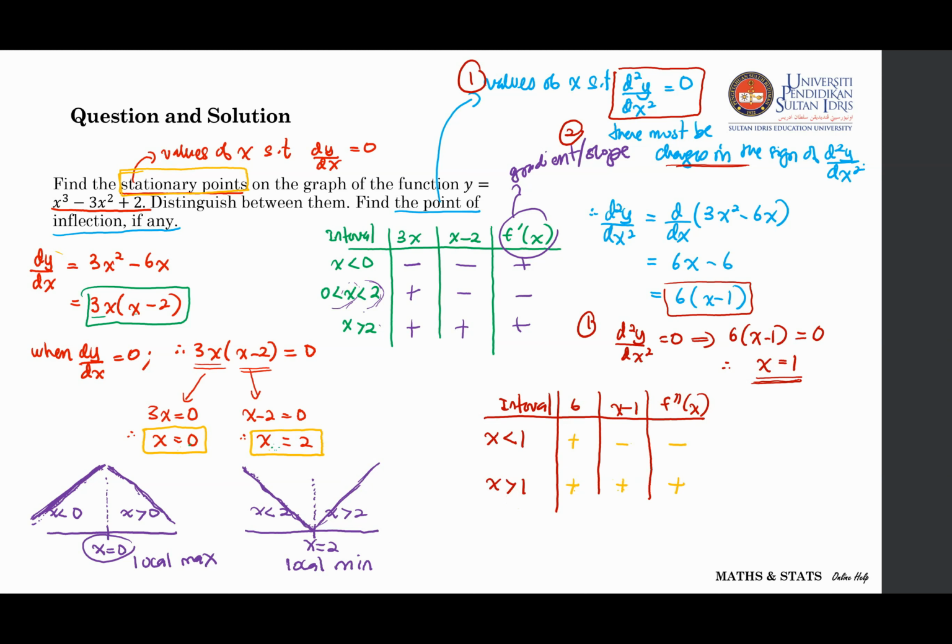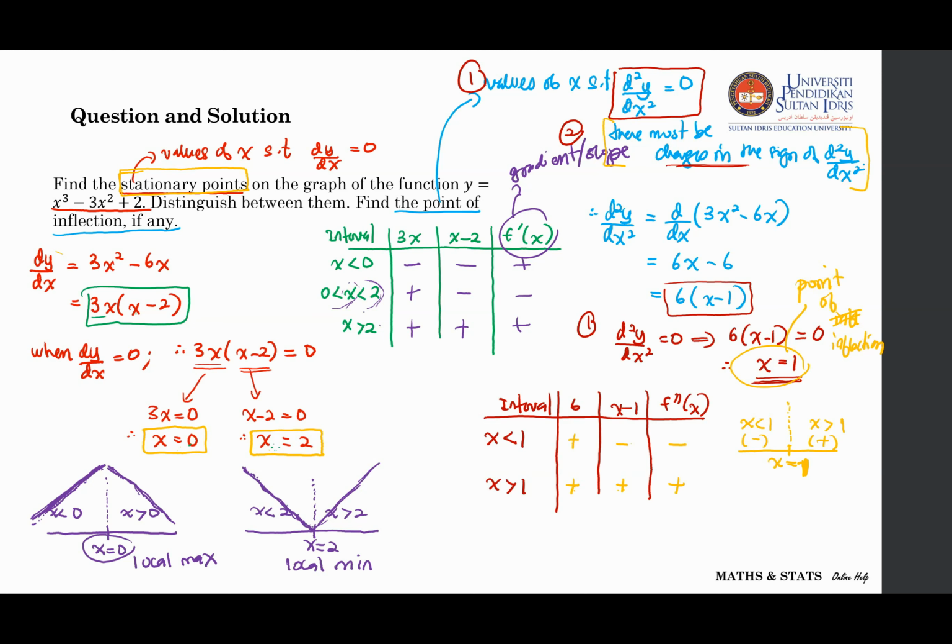So you can see that there are changes in the sign. At point x equals 1, for the area of x less than 1 and the area of x greater than 1, there are changes in the sign. For example, for this area, the sign is negative, and for this part here, the sign is positive. That is the meaning of the statement given here. And because of that, we can say that x equals 1 is the point of inflection.